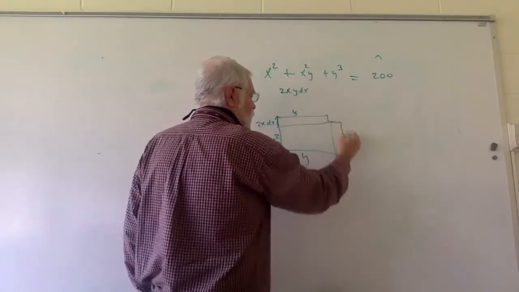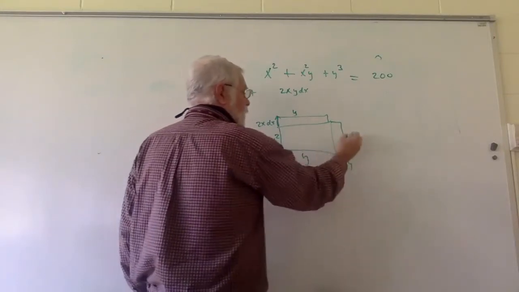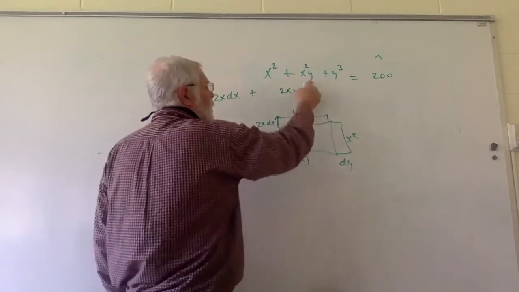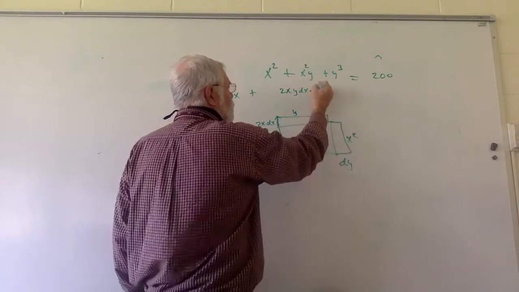I've got to do this side over here. How does y change? Well, that's got a dy. And the other side is still x squared. So I'm doing this one. So this is dy times x squared. I'm going to call it x squared dy.